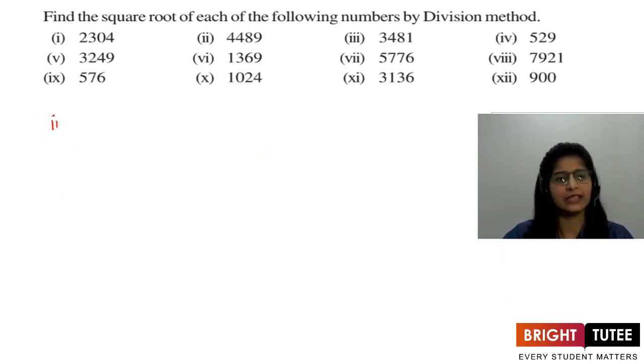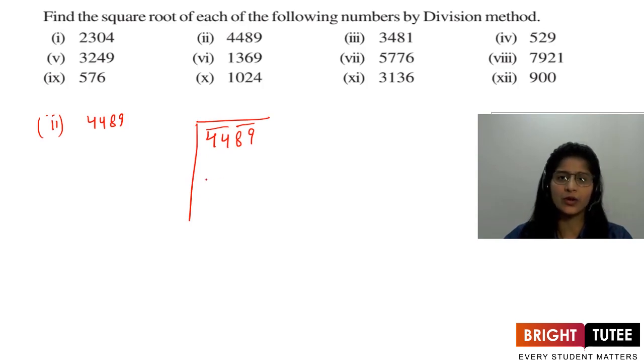4489. Let's try this one. We are going to place the bars from the rightmost digit, that is 9. So 2 digits, 2 digits. Then we'll take the square root using the long division method. So it is 44. 6 6s are 36, 7 7s are 49, which is more than 44. So we have to write 6.